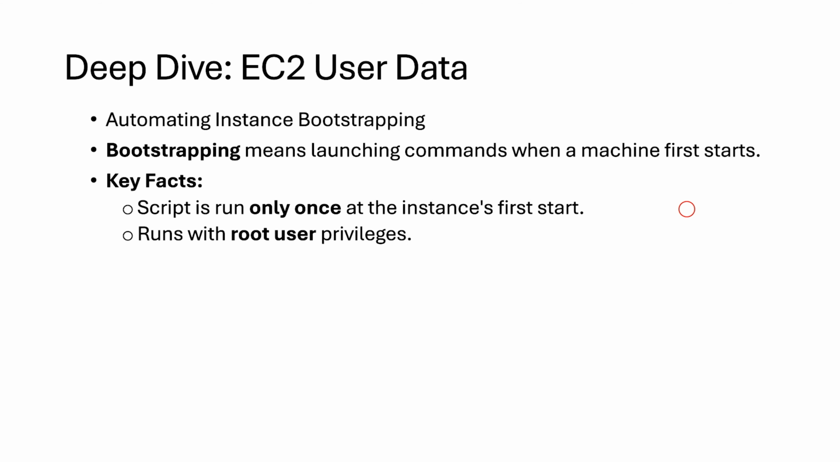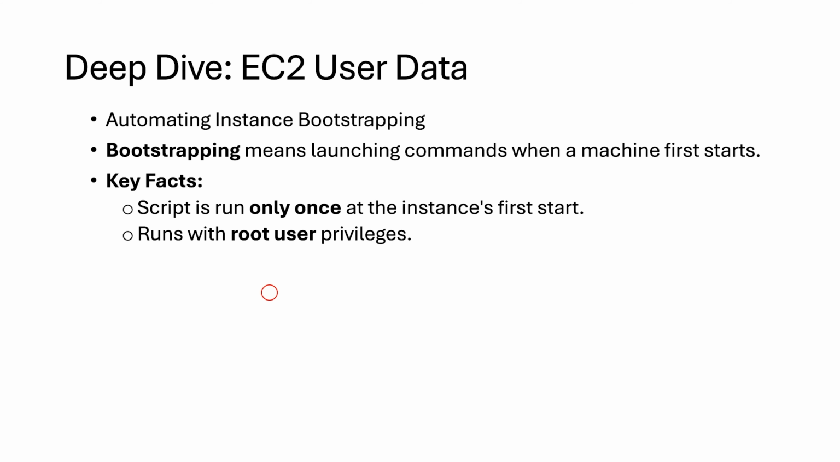And how does it work? Here, you need to consider these key facts. This EC2 user data script is run only once, at the instance's first start. And these scripts run with root user privileges. So, you provide a script, usually a shell script for Linux or PowerShell for Windows. When you launch the instance, the script is then executed only once, at the instance's very first start.